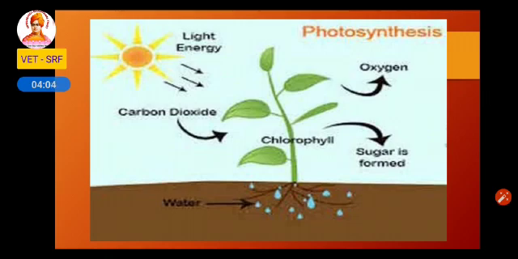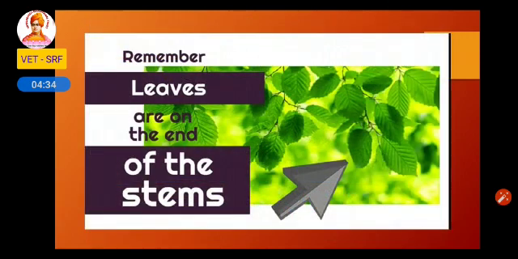The third component is water. The water is absorbed by the roots and transported. So now the plant has received light energy, air and water. With these components they will produce their food. The food is in the form of glucose. It is also called sugar. This is how plants prepare their own food. Remember, leaves are seen at the end of the stem.